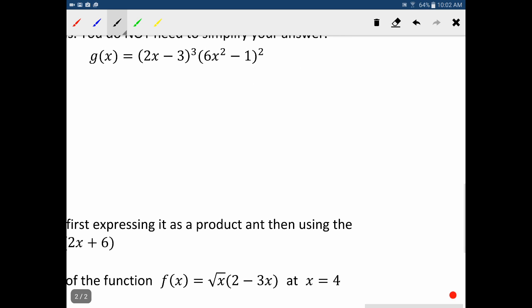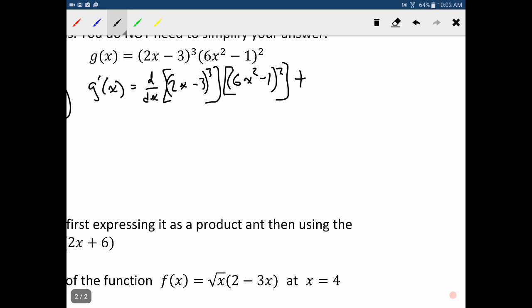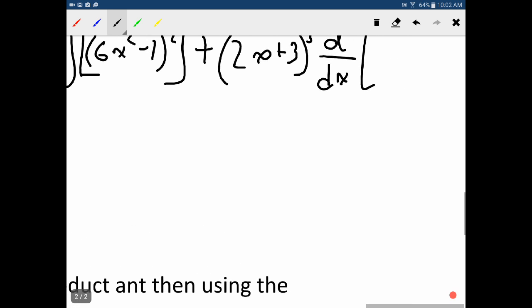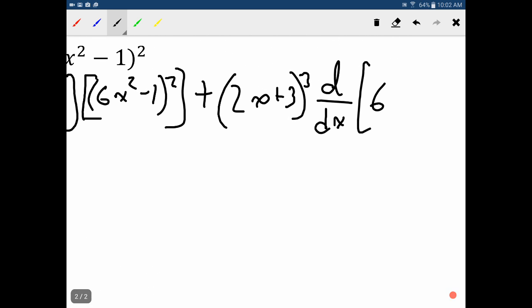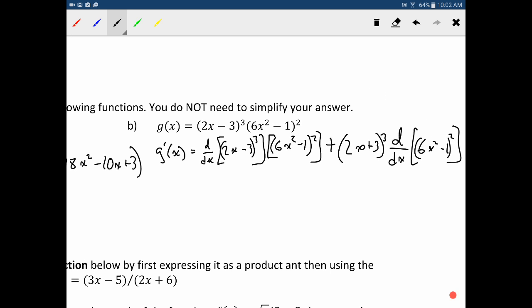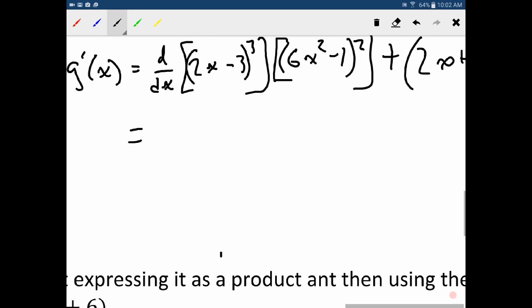We're going to then add that to 2x plus 3 to the power of 3 and multiply it by the derivative, well, I'm running out of room here, of 6x squared minus 1 to the power of 2. There we go. Okay. So, let's go through step by step then.